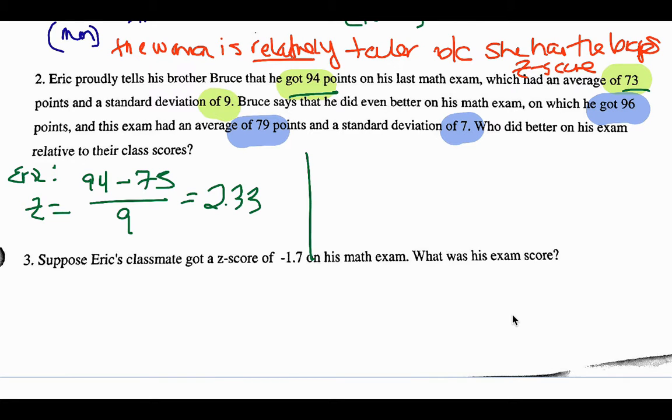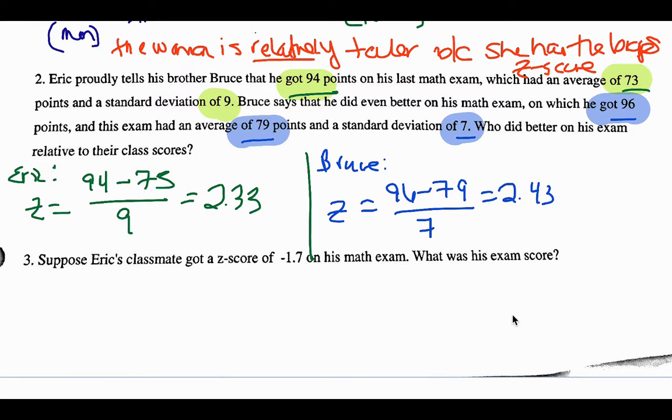Now let's look at Bruce. Z is equal to the score you got, which is a 96, minus the average, which was a 79. So his average was a little higher, but they had a standard deviation of 7. So let's see how this works itself out. So that's a 2.43. So who did relatively better? Bruce did. But not by a whole lot, by about 0.1 standard deviations.